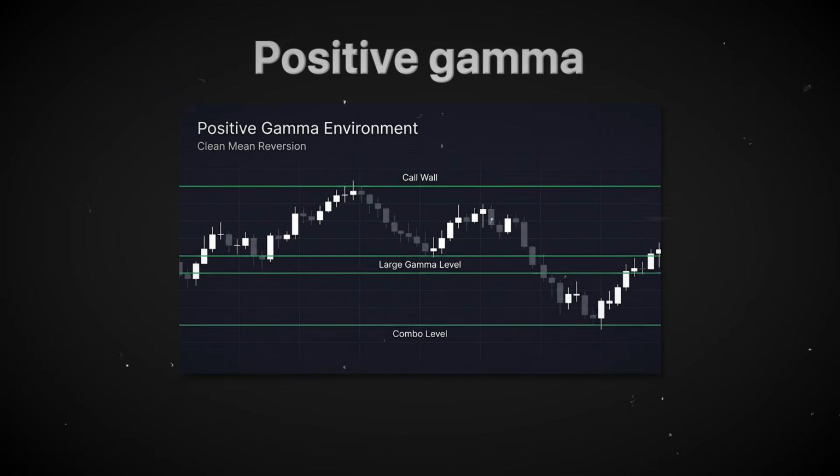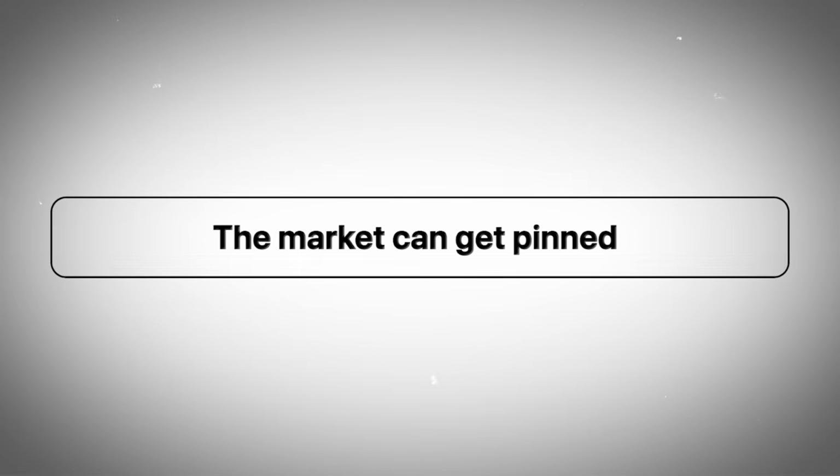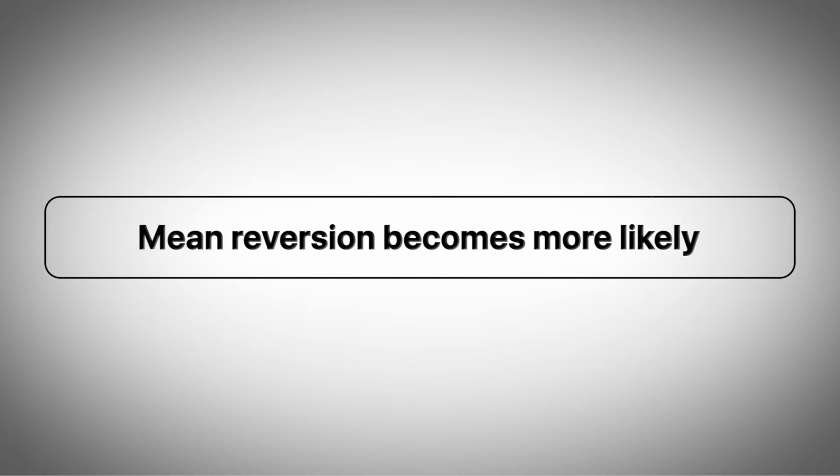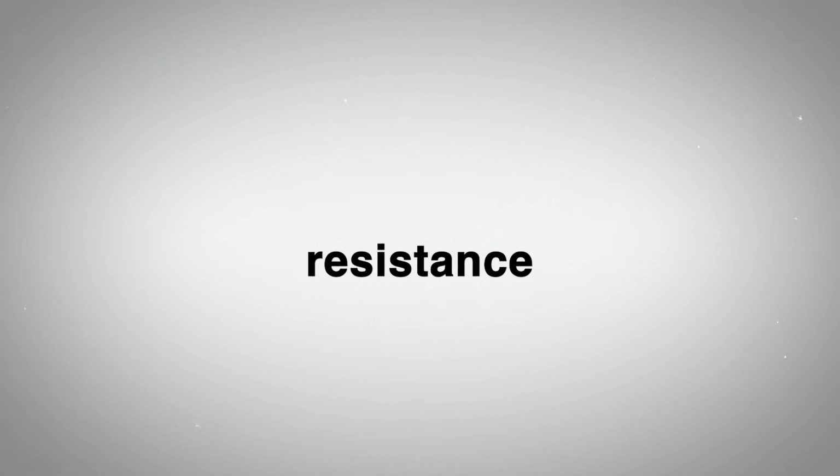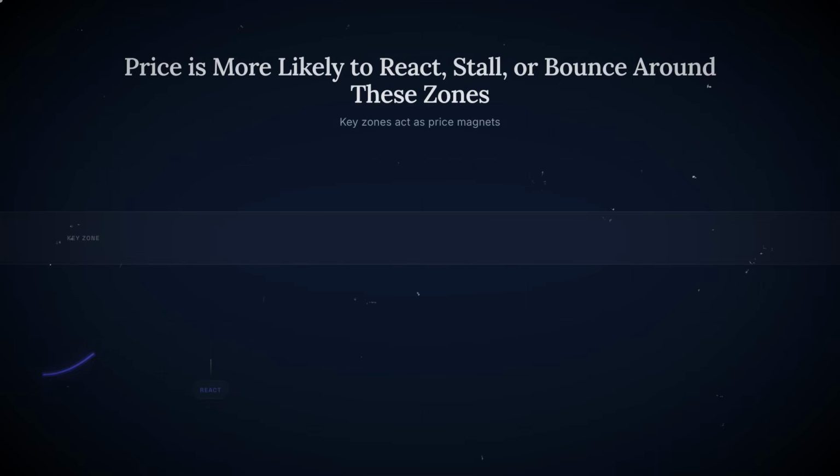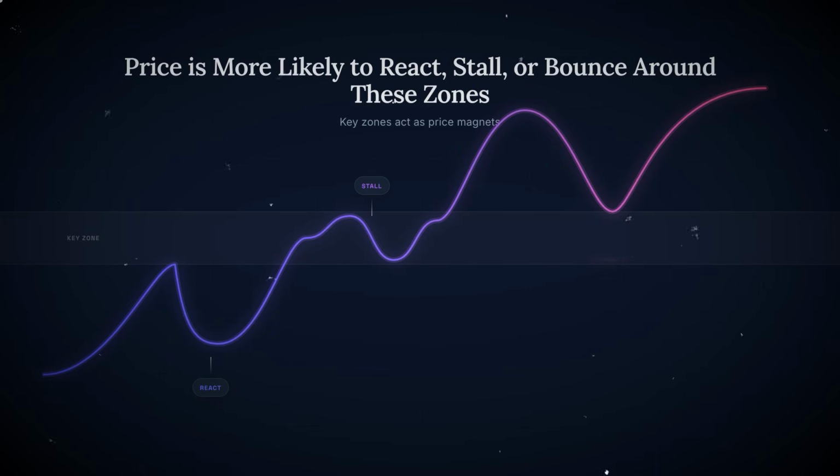In a positive gamma environment, price tends to be more stable. Moves often slow down around key levels. The market can get pinned, and mean reversion becomes more likely. That means support and resistance behavior often becomes cleaner. Price is more likely to react, stall, or bounce around these zones.